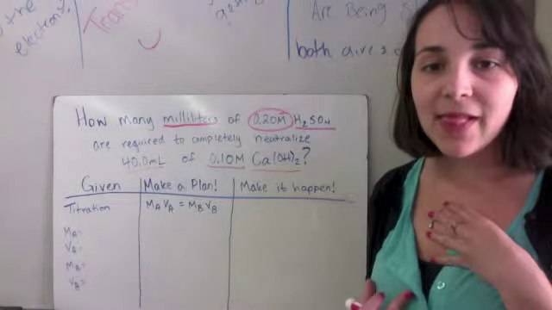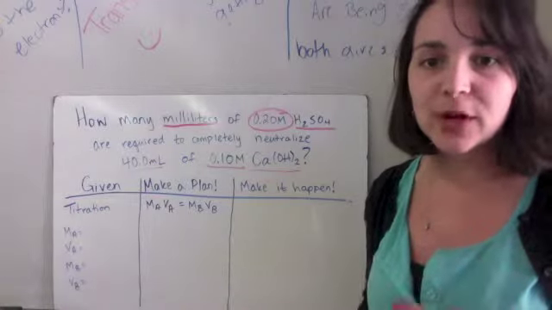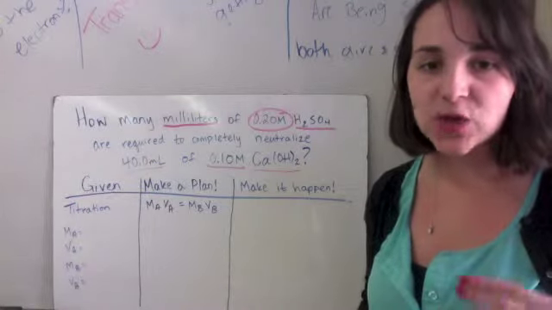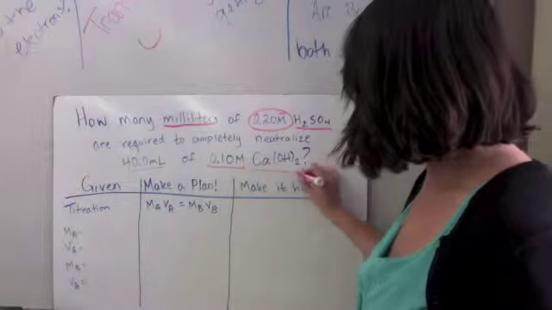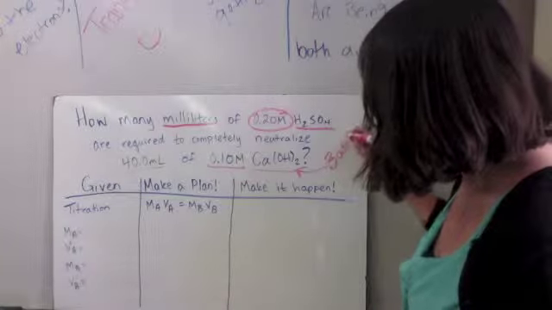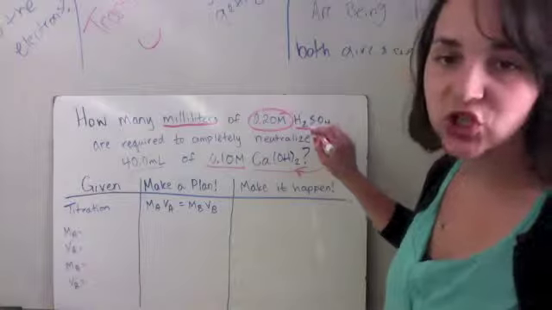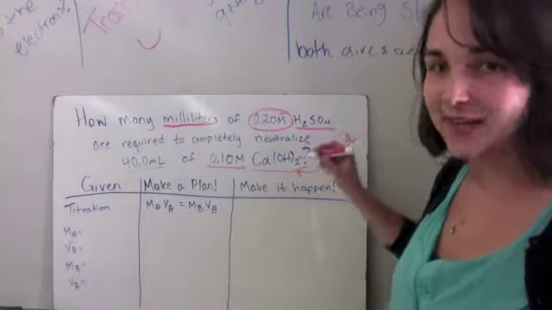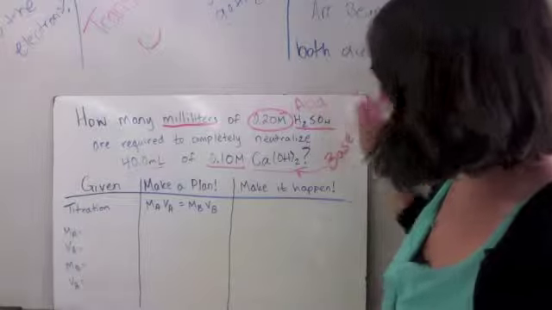So the first thing I like to do is identify what's my acid, what's my base. Remember that your base ends with an OH. So here, I can label CaOH2 as my base. On the other hand, we know that something that starts with an H is an acid. So we can label H2SO4 as my acid.